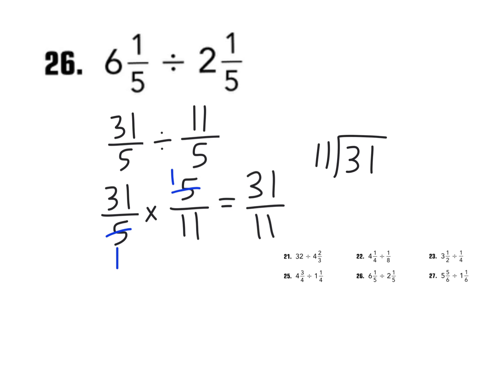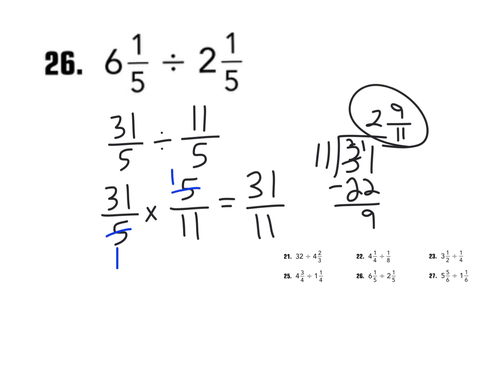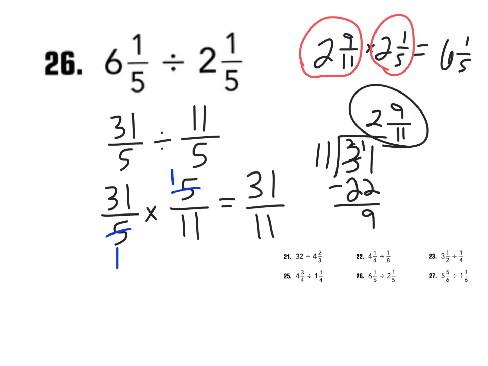That's an improper fraction, so we're going to change this, as our final answer, into a mixed number. So 11 goes into 33 2 times, which is 22. Subtract, which is 9, out of 11. So 2 and 9/11 is our answer for that problem. You could technically use fact families here. So once you got that answer, you could do 2 and 9/11 times 2 and 1/5. Should give you 6 and 1/5. Just remember, if you were checking that, you would have to first change both of these back to improper fractions.